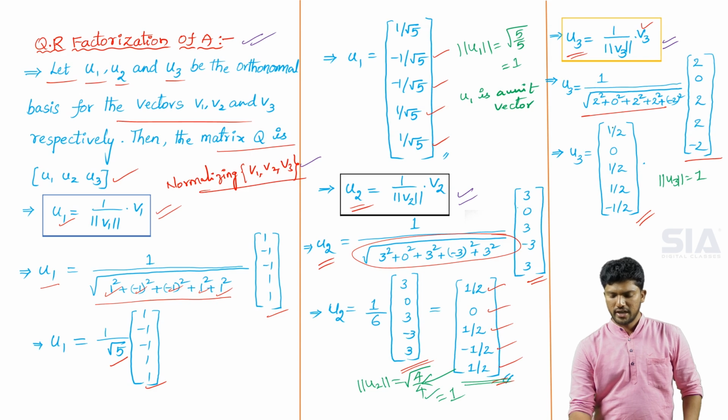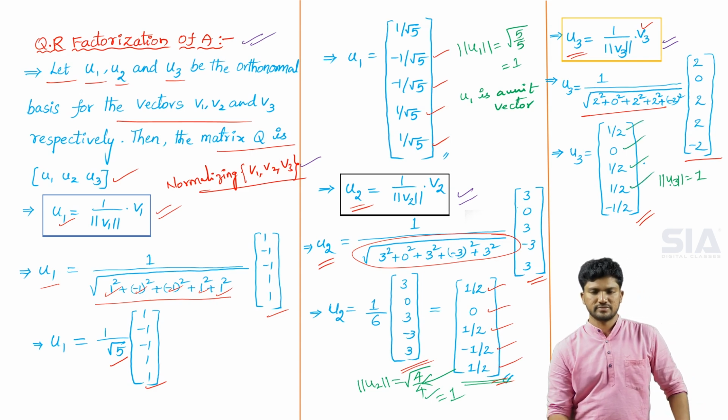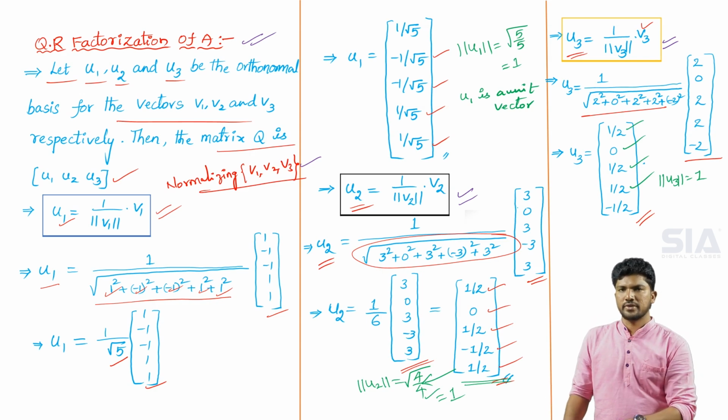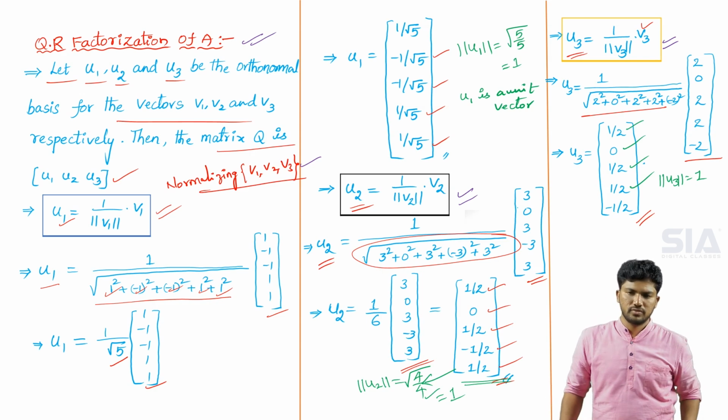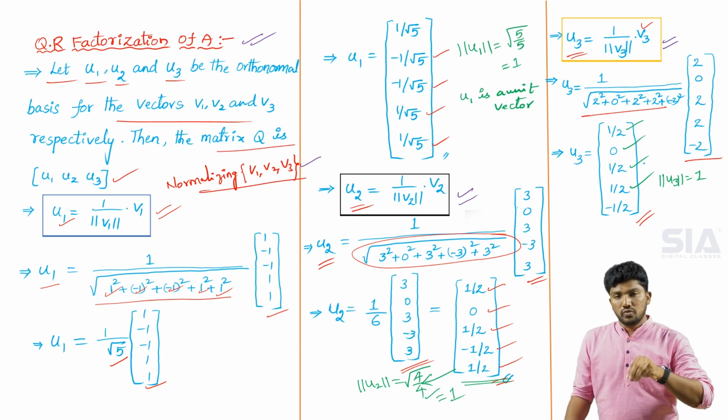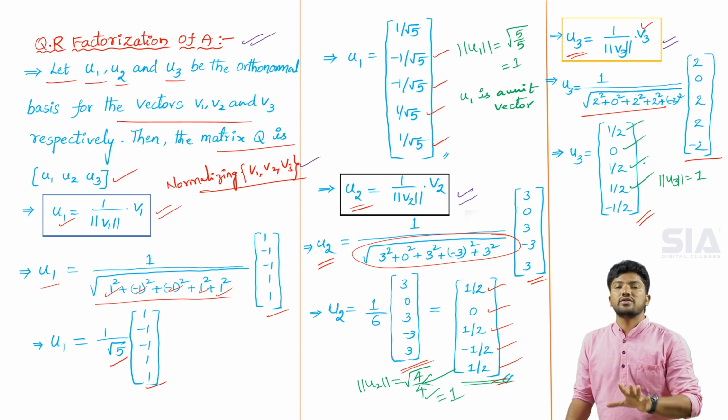That means the square root of 1 by 2 whole square plus 0 square plus 1 by 2 whole square plus 1 by 2 whole square plus minus 1 by 2 whole square. If you do all these, you get 4 by 4, and 4 cancels and you get 1. Therefore the norm of u3 is 1. So the resultants, not v1, v2, v3 but u1, u2, u3, are the unit vectors.